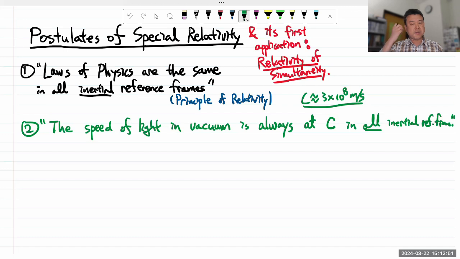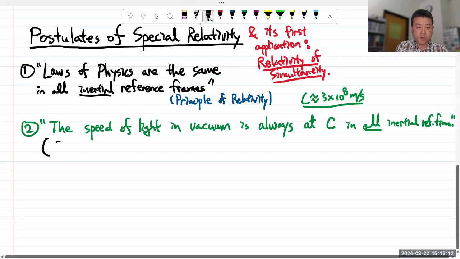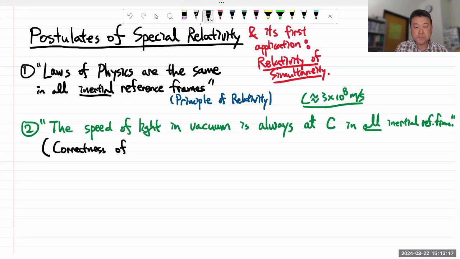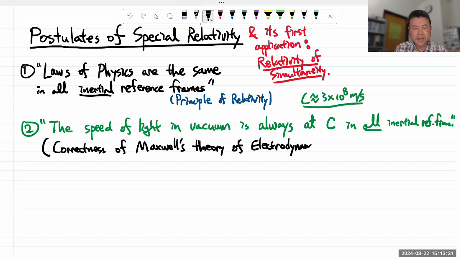One might think that's kind of an odd and specific thing to say, unless you heard about it before from popular science and whatnot. So the way I like to call this, the way to give it a succinct name that I hope people will remember, is this name. I like to call this correctness of Maxwell's theory of electrodynamics. Well, I guess that's kind of long.